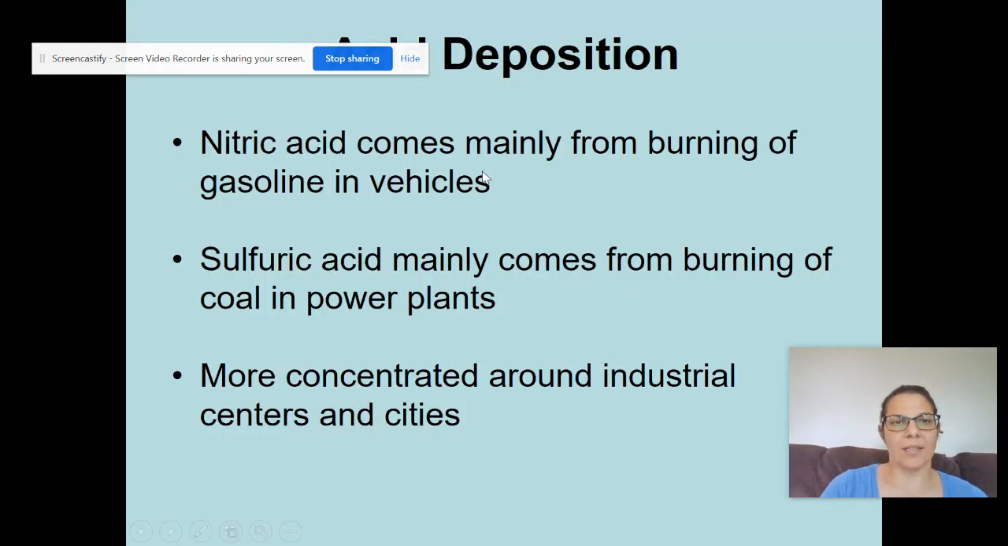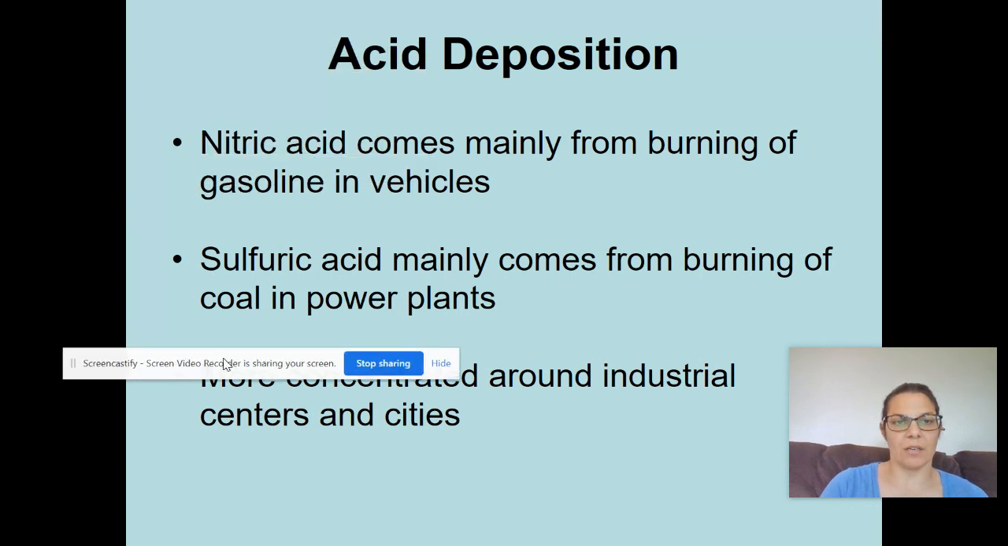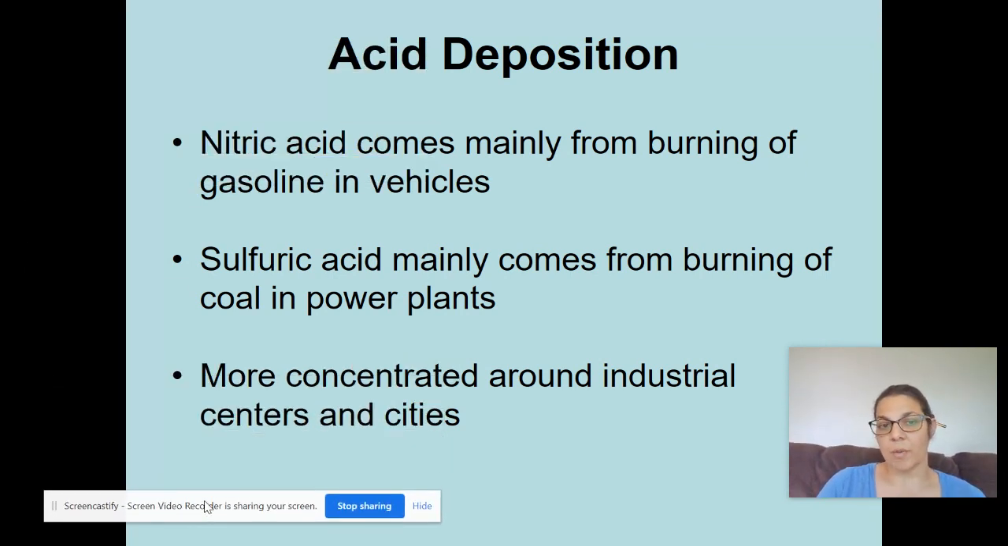So, nitric acid comes mainly from the burning of gasoline in vehicles. Sulfuric acid is from the burning of coal and power plants. And then you have more acid rain and more of this pollution concentrated around industrial areas and cities.